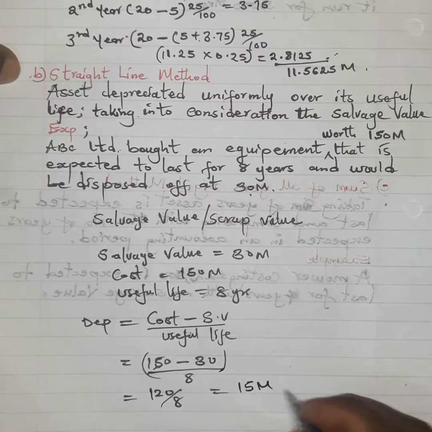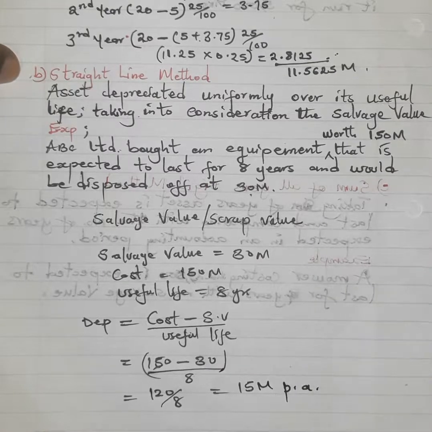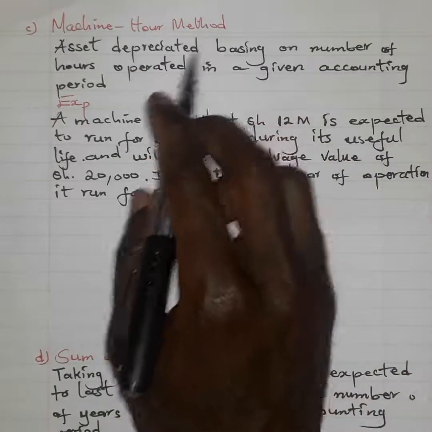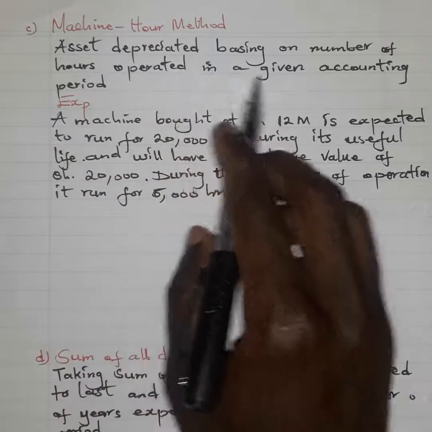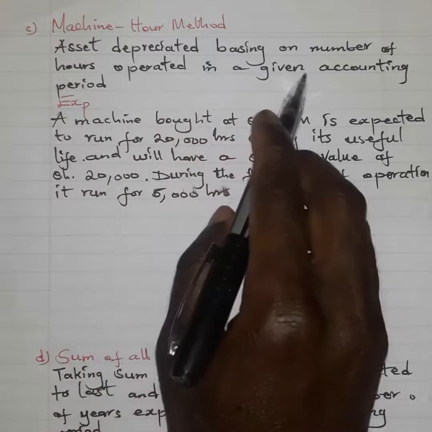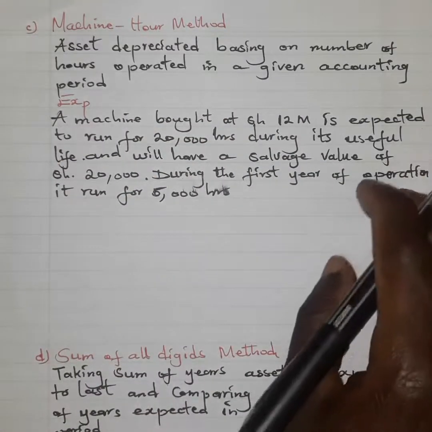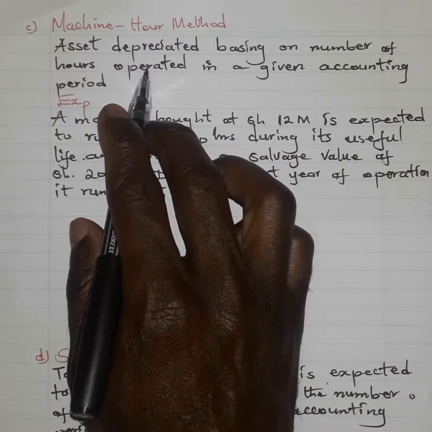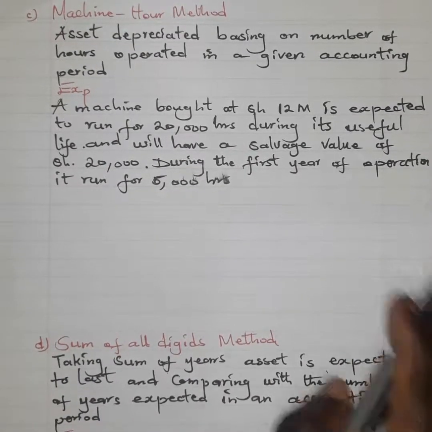15 million is charged as depreciation per annum on this particular asset. And then the third method is the machine hour method, whereby an asset is depreciated based on the number of hours operated in a given accounting period. That means the number of hours that the machine runs is what leads to its loss of value. And we have an example here.